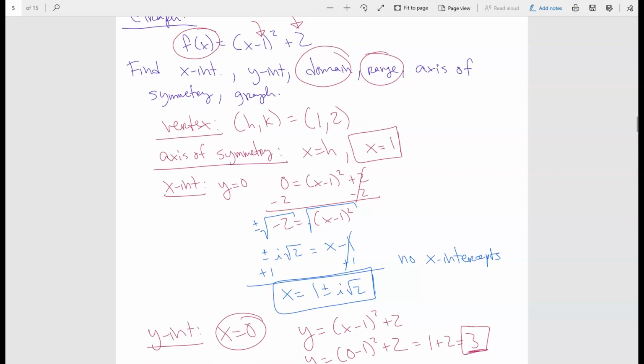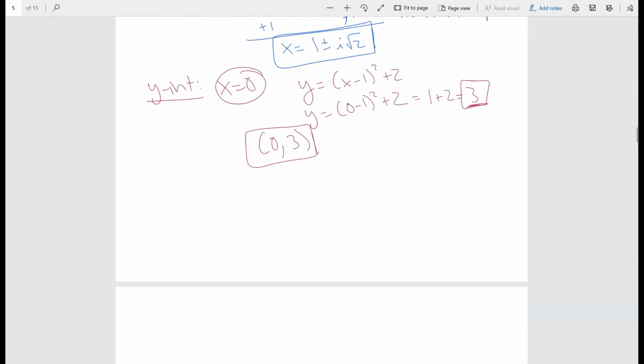Okay? All right. Now, usually when we want to find the domain and the range, it's better if we just graph it. So we know where the vertex is. It's 1, 2. So let's just try to graph it. It's at 1, 2. Here's 1 and here's 2. Here is my vertex. We have a y-intercept of 0, 3. Okay, so we have that.